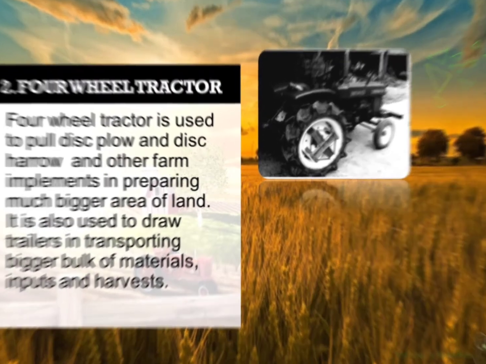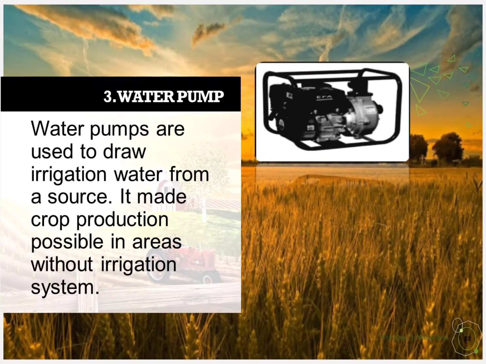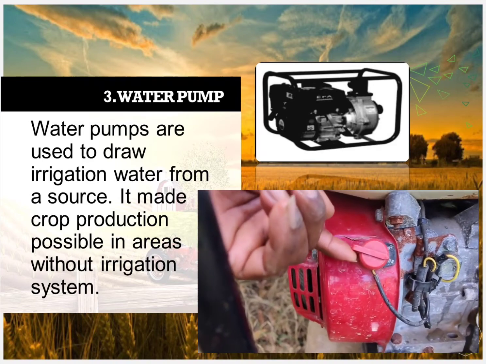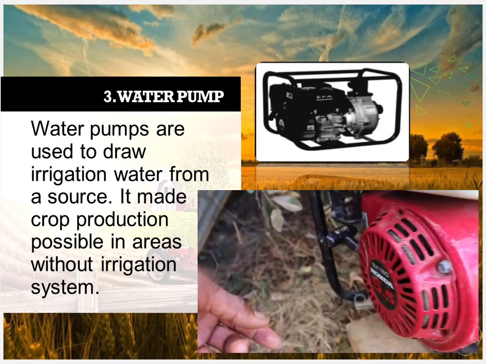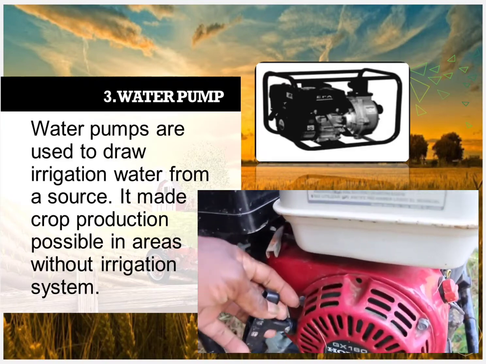For the third one, we have water pump. Saan nga ba ginagamit ang water pump? Water pumps are used to draw irrigation water from a source. It made crop production possible in areas without irrigation system.